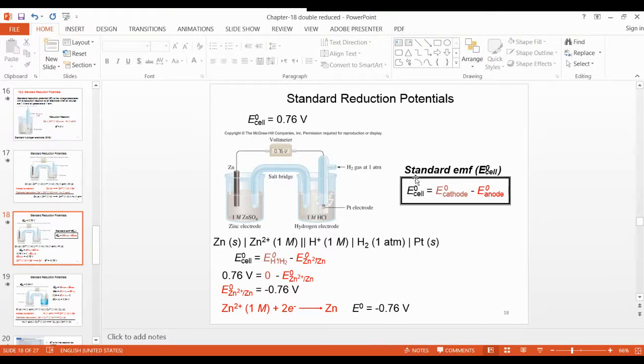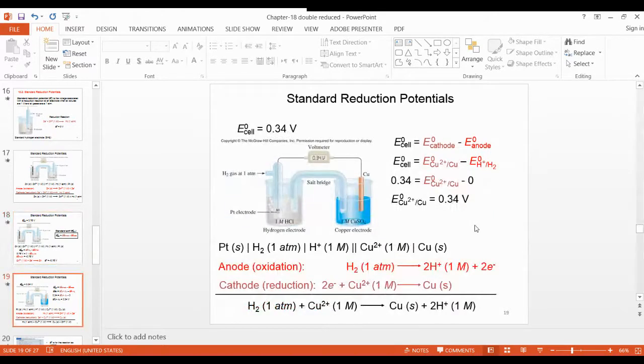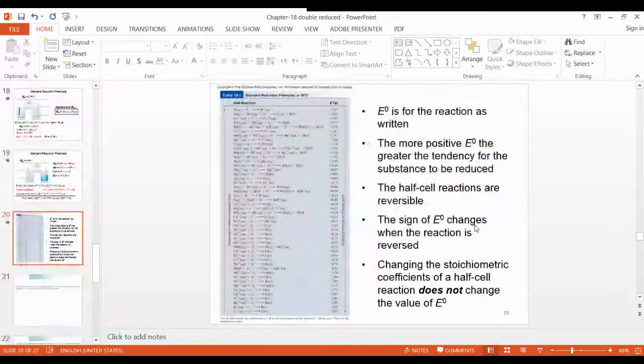So in this way you have to utilize this formula either for anode or for cathode, but don't change it. The formula is always the same, cathode minus anode. In this way you calculate the E naught standard for copper. See, you get a positive 0.34. These are all the reduction potentials. This will help you if the question is given in the exam.